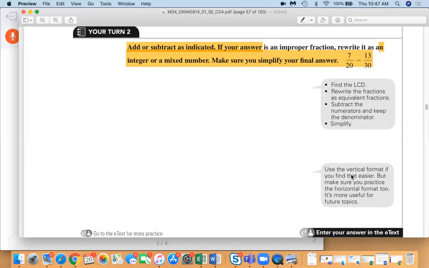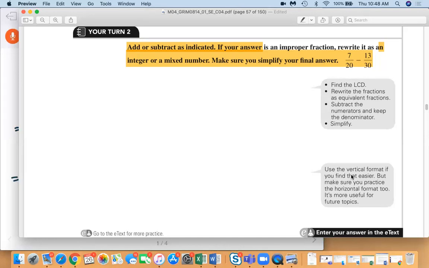All right, so 7, in order to make 20 into 60, we have to multiply it by 3. So that means that we need to multiply top and bottom by 3. And then for 30, we need to multiply it by 2. So we need to multiply top and bottom by 2, right? So that means 7 times 3 gives us 21 over 60. And 13 times 2 gives us 26 over 60.